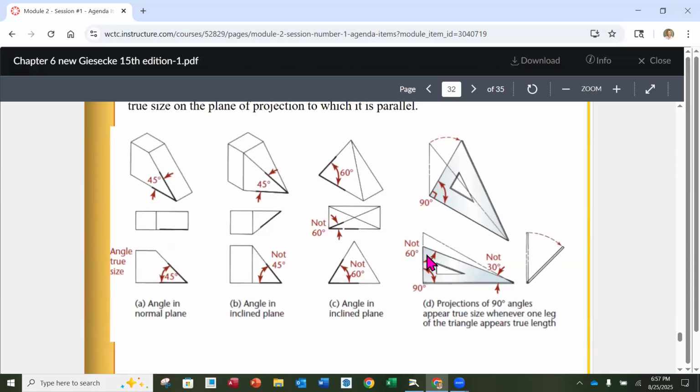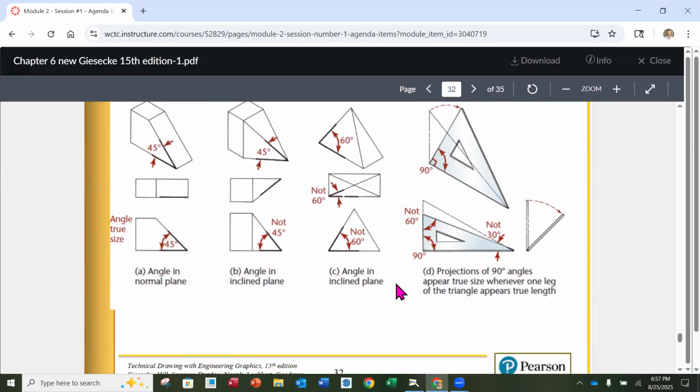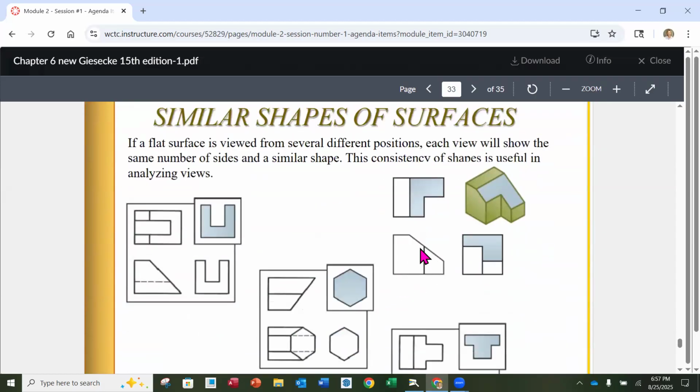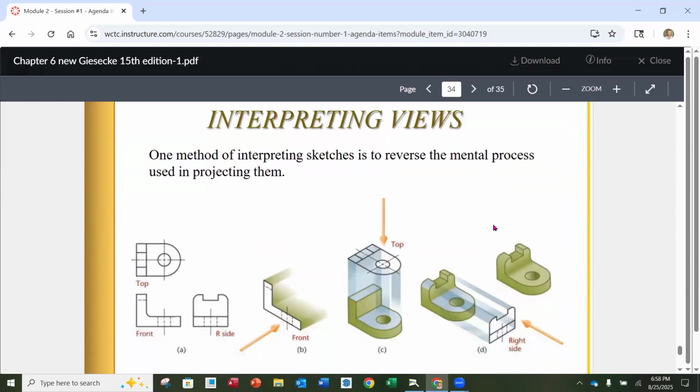Angles, we talked about angles already. An angle is the angle between two lines. We're going to be dimensioning those types of things and generating them as well. Similar shapes on surfaces, we're going to get some practice with this in our homework. And then interpreting views.